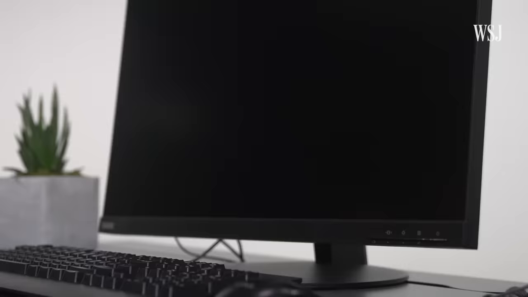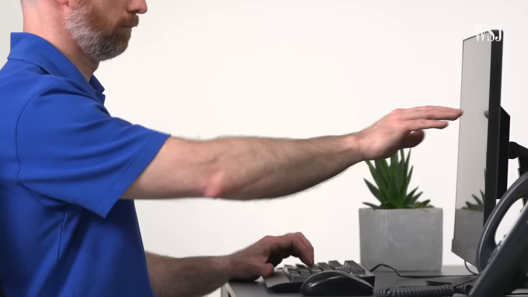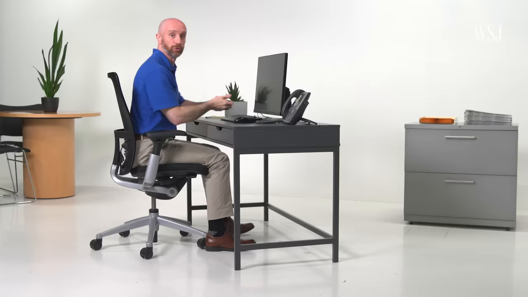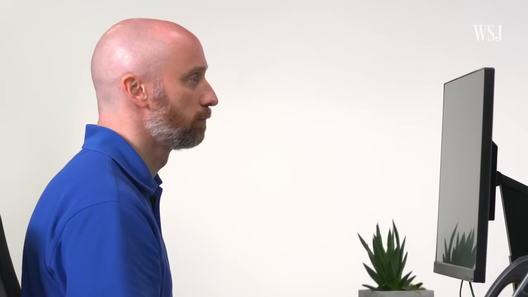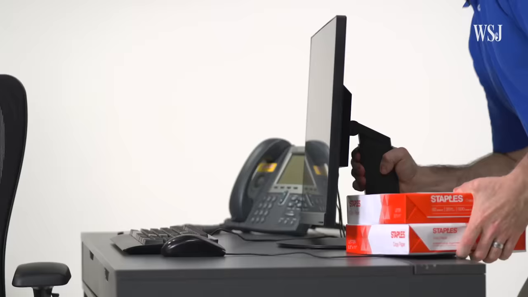Step two is adjust your monitor. The tip is to have the monitor close enough, about arm's length, so you're able to read without having to strain your eyes or to bend forward and adjust your posture. So what you want to do is raise the monitor up till the top of the screen is eye level. If your monitor is not adjustable in height, use your reams of paper.